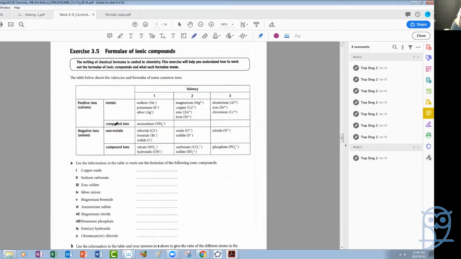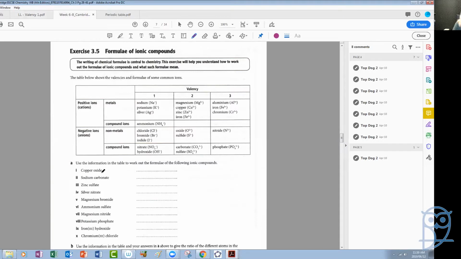You remember last week we spoke about compound ions, which are clusters of atoms that have gained 1 or more extra electrons, and some of them are negative ions, like the nitrate or the hydroxide. And there is also one very important positive compound ion, which is the ammonium. I hope you can see clearly the charges, because we're going to take the charges to represent their valencies. So we are given these formulae with their charges, and we are asked to use the information in the table to work out the formulae of the following ionic compounds.